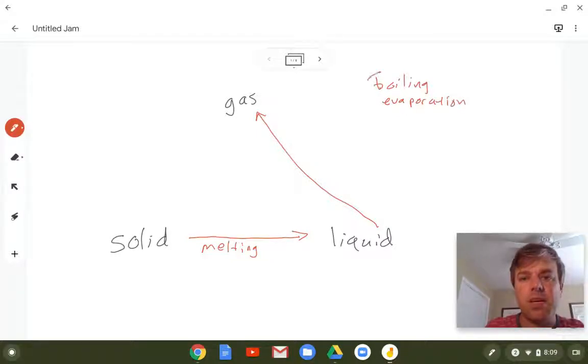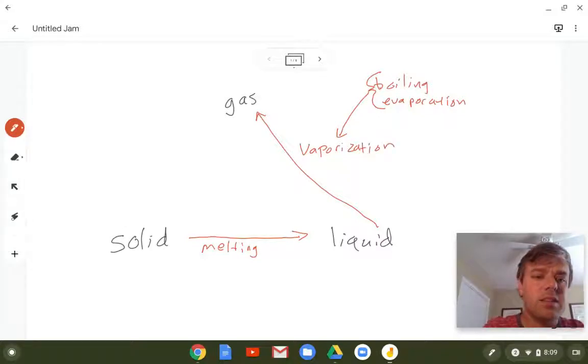But I'm going to combine those two terms into a term you may or may not know. We're going to call that vaporization. And the other thing you can do is you can move directly from a solid to a gas, and that process is called sublimation.